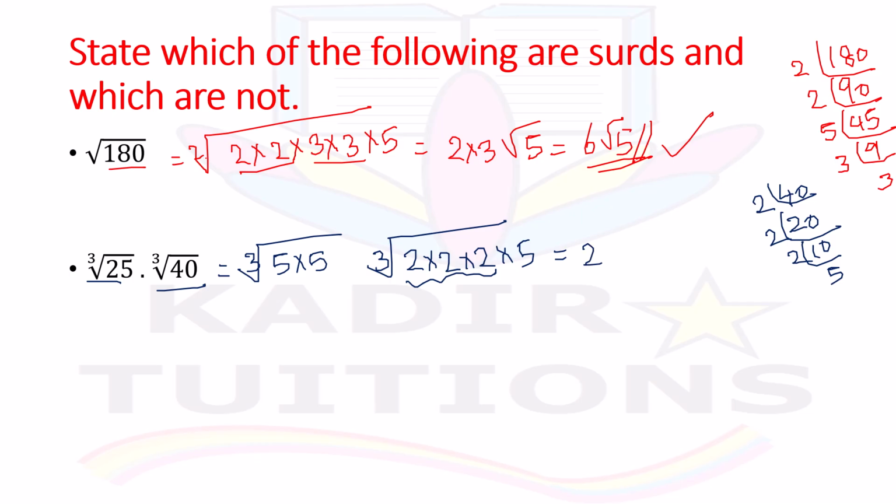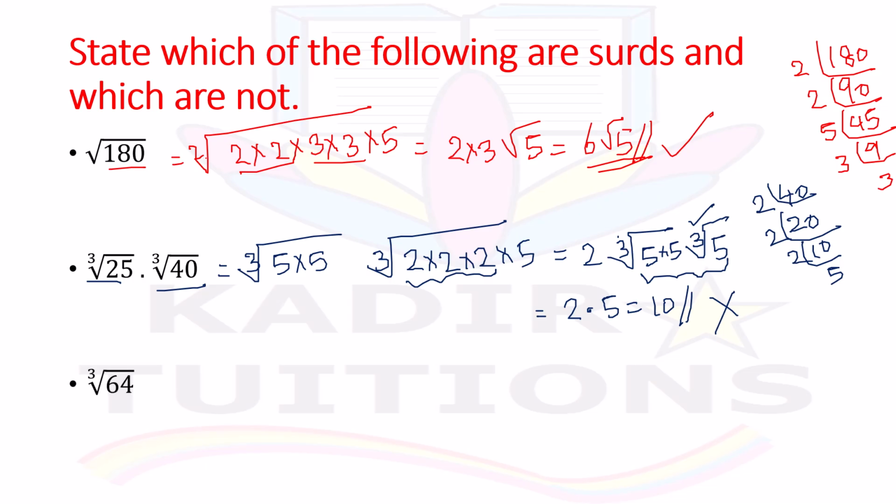So 1 2 I'm taking. So what is the left thing? 5 into 5 inside one cubic root. Another cubic root is holding 1 5. So we can combine all these three 5's because both are having the same root. So if I combine, I can take 1 5 outside. So the answer is 10. 10 is not a surd because it doesn't hold any root. So this is not a surd. We'll see the next question.